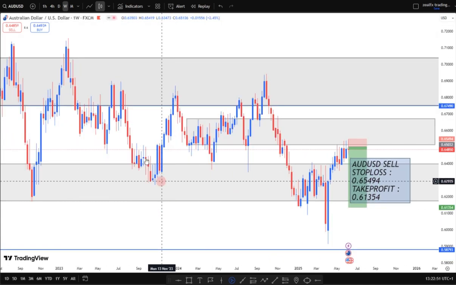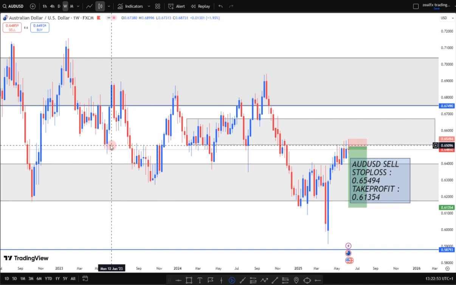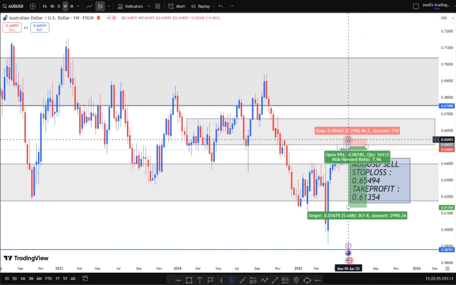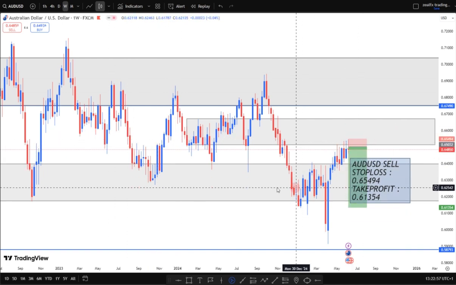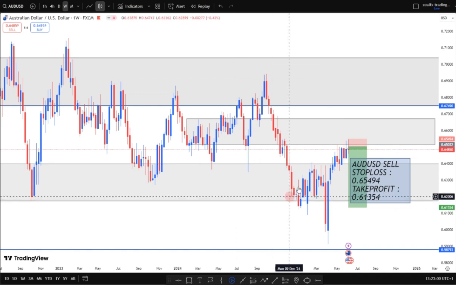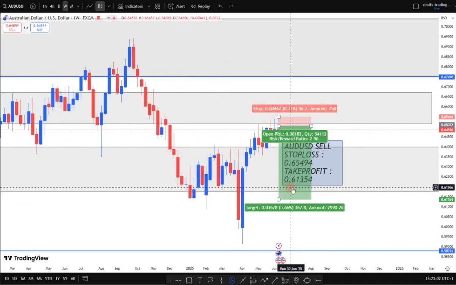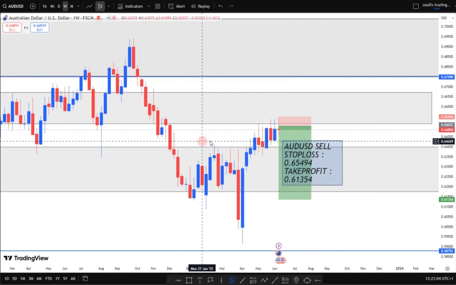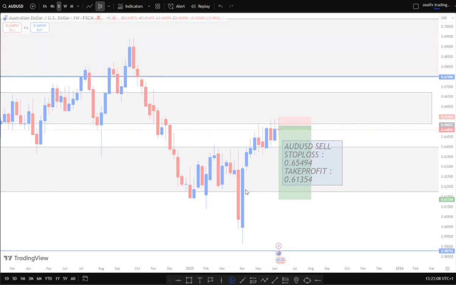So on Australia USD, you can see that we have price close on the resistance level. So long as price tested this resistance level, we expect price to move to this next support level for the Australia USD. We have price on the resistance level already. So let's go to the daily chart of the Australia USD.